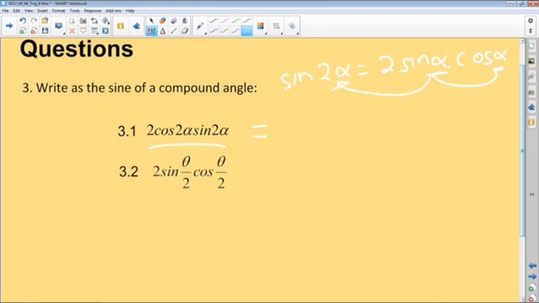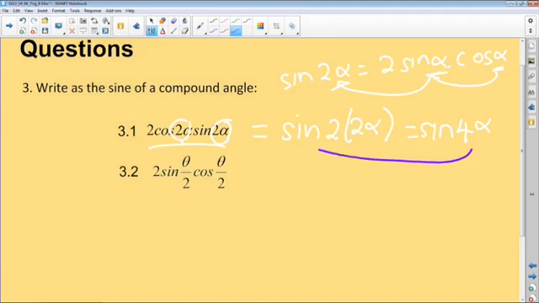Here I've got cos 2 alpha times sine 2 alpha. These two angles are the same. So using this expansion, I can say that this is the same as sine of 2 times the angle that you are dealing with. It's not just alpha. Here we had 2 alpha, so it's sine of 2 times 2 alpha, which is sine of 4 alpha. What's interesting, and what you need to remember, because you can be asked this in both ways, is that you can also go in this direction and get to that answer.